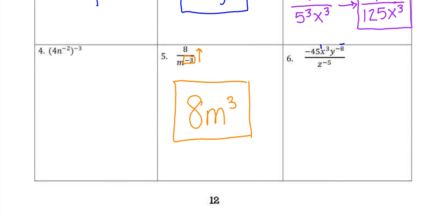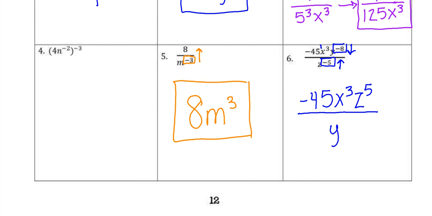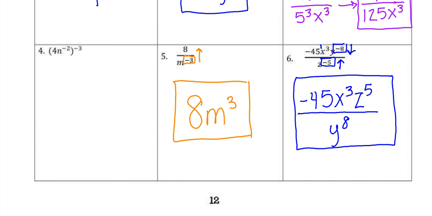Okay? So I'm going to be putting a box around my y to the negative 8 and a box around my z to the negative 5. So I know my y needs to go down. My z needs to go up. Everything else stays where it is. So I have negative 45 x cubed on top. I also have z to the 5th because I had to bring it up to make it happy. And then I had to bring down my y to the 8th to make it happy. And that's it.